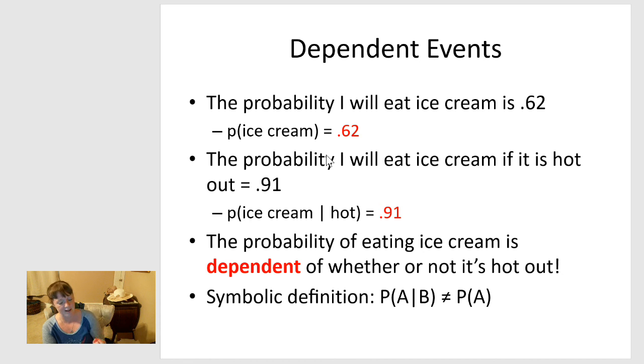Well, now I say that my desire for ice cream, the event of me wanting ice cream, is dependent on whether or not it's hot out. It being hot out increases the likelihood that I'm going to want to eat ice cream. So these events are dependent.